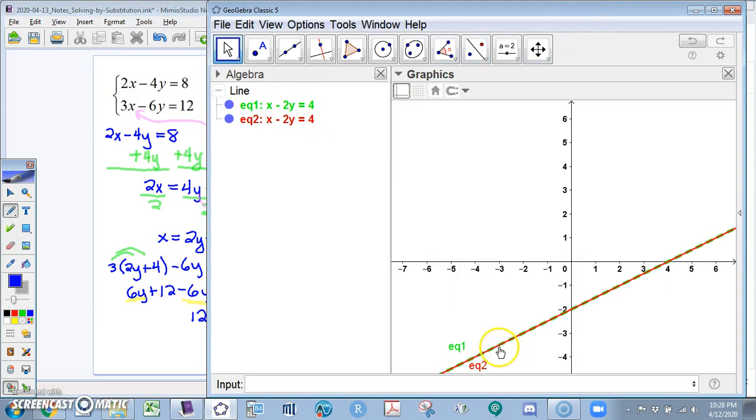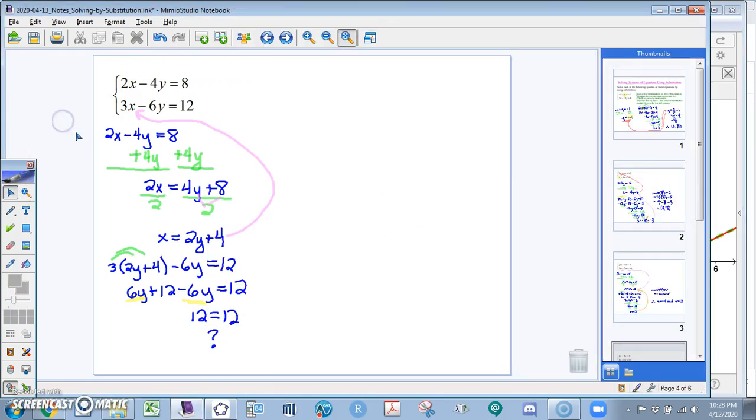So how many places, or where do they intersect? They intersect at an infinite number of points. It's a little bit of a strange situation, but it can happen that two lines are actually the same line, just written in a different form.